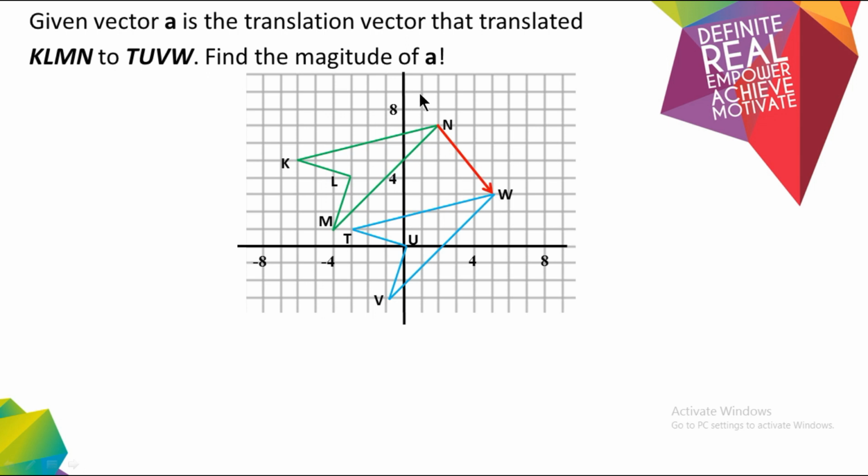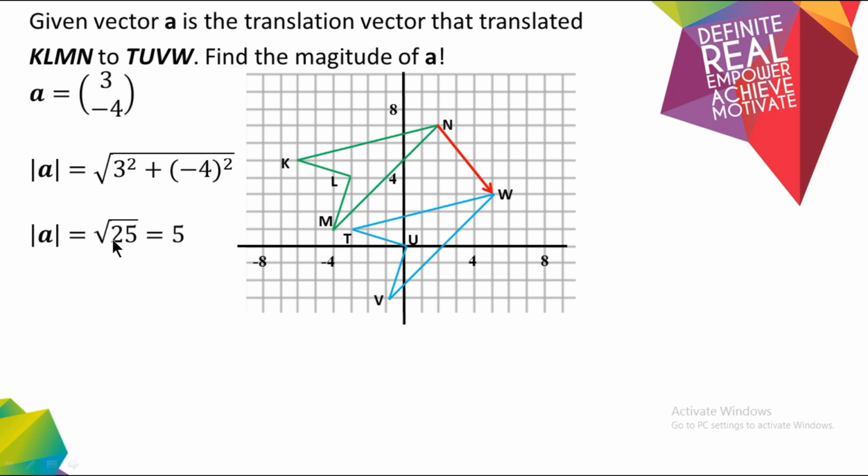Vector a, or vector NW, is 3 units to the right and 4 units downward. That means vector a equals (3, -4). So the magnitude of a equals the square root of 3 squared plus (-4) squared, so equals the square root of 25, equals 5.